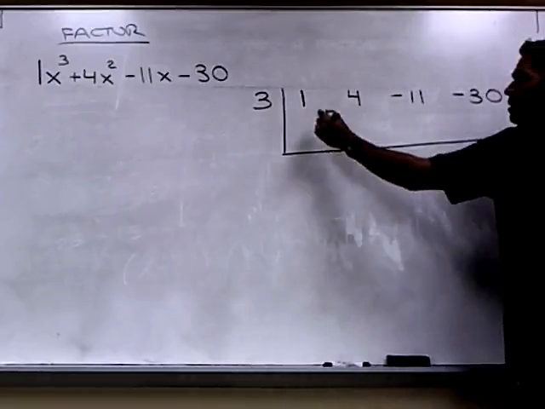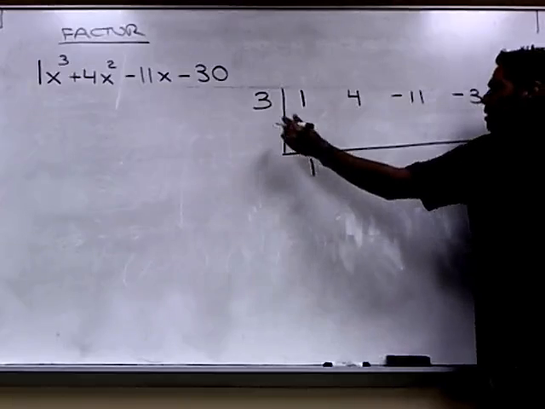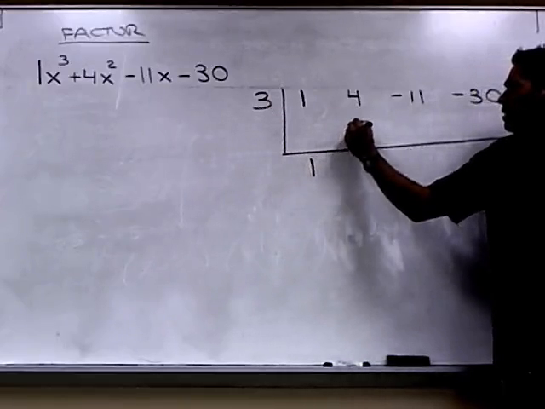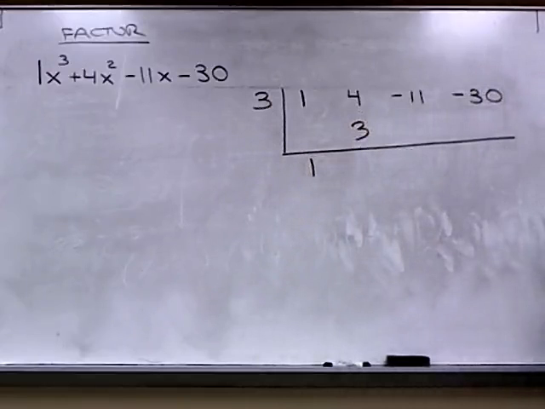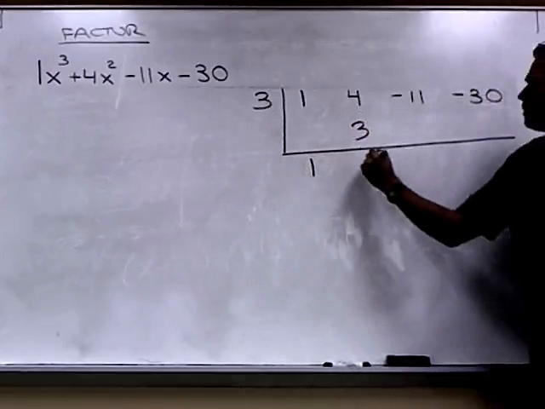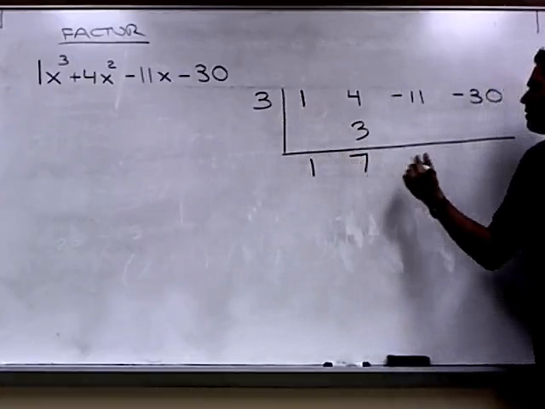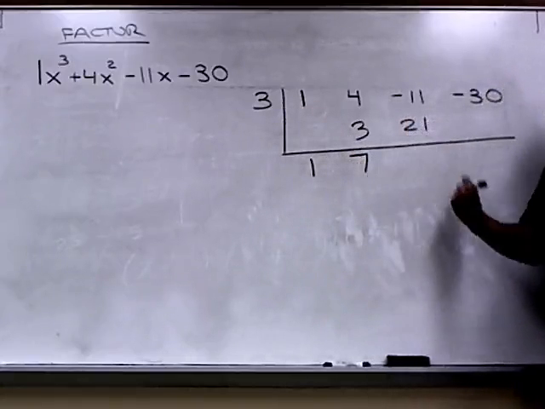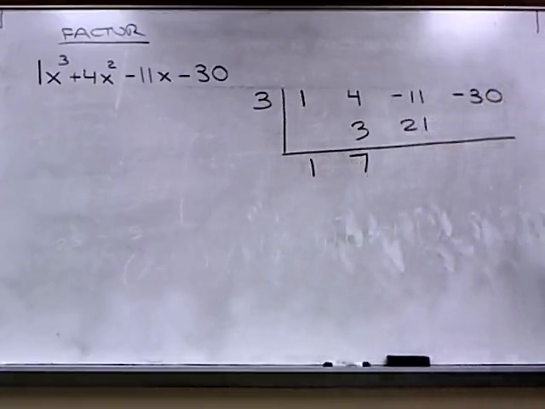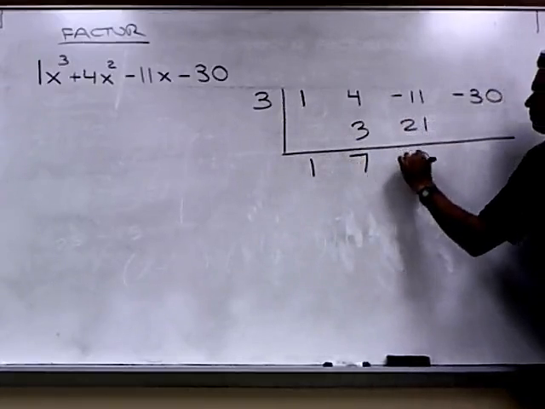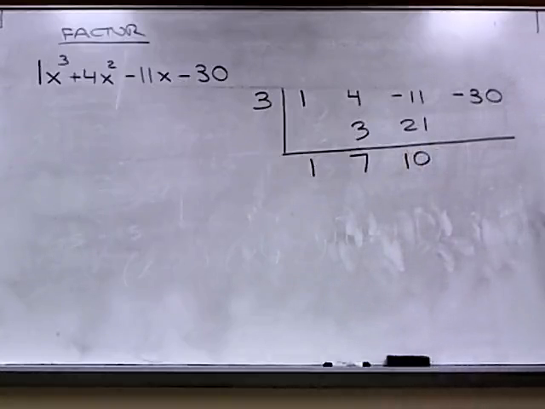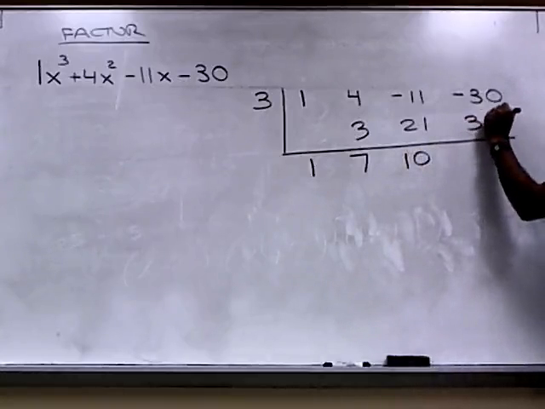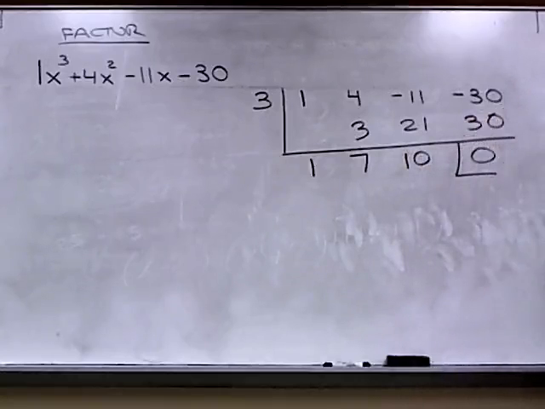See if it works. You bring 1 straight down. 3 times 1 is 3. We put it here. We add down, we get 7. You multiply 3 times 7, you get 21. You add down, you get 10. You multiply 3 times 10, you get 30. That's a remainder of 0. And we are happy campers, aren't we? No, I mean, just act like we're happy, okay? It worked, we got 0.